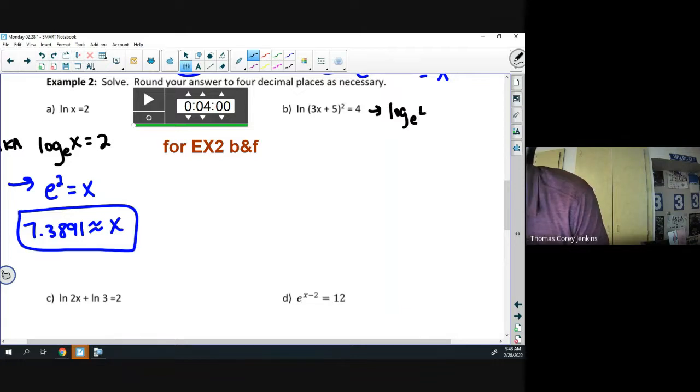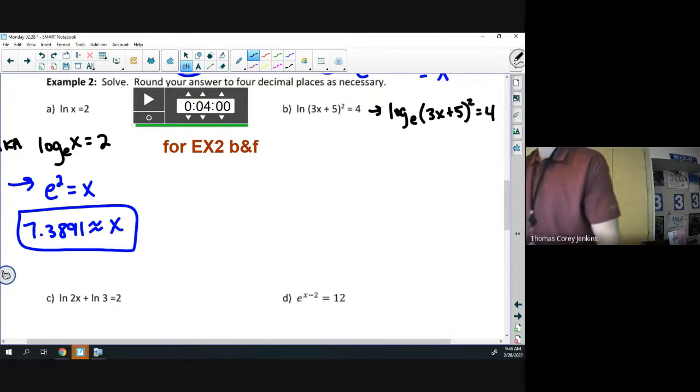Anybody? 4, right? Am I doing that wrong? No, I am doing it wrong. Sorry, just kidding. It would be log base e of, I was skipping ahead a step. I'm sorry. Log base e of (3x plus 5) squared equals 4.